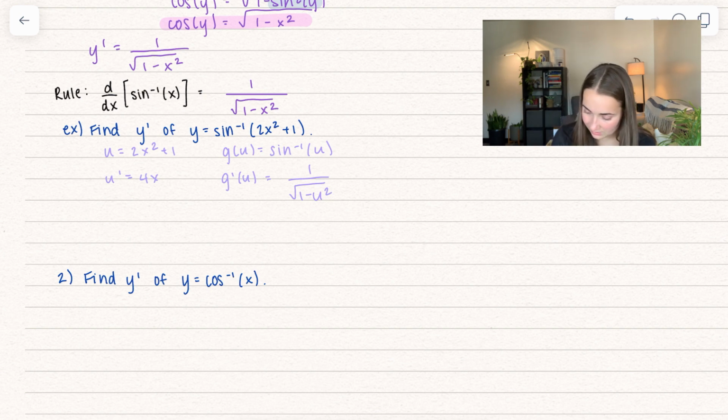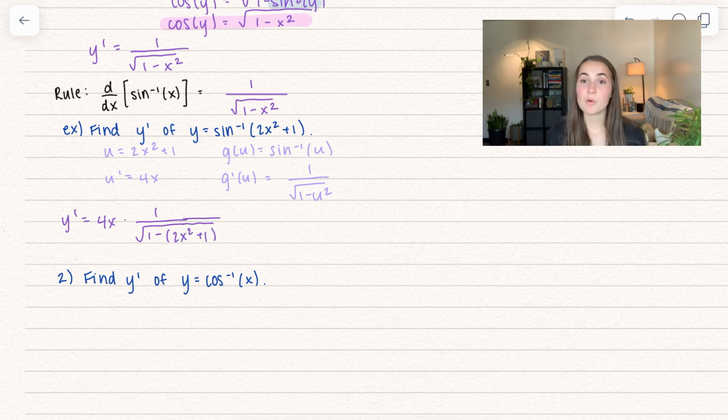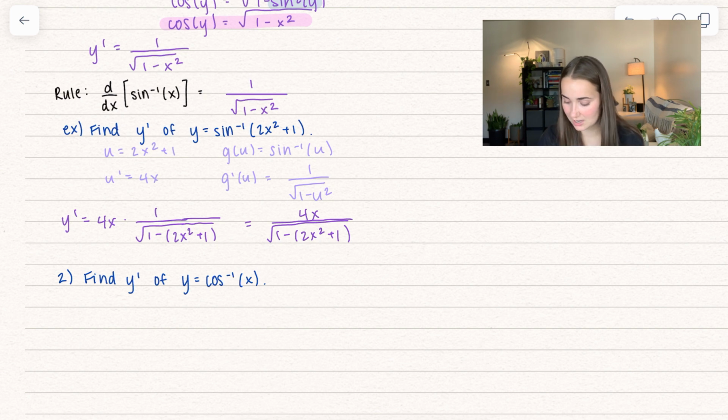So I'm going to go ahead and use these to find the derivative. y prime is equal to u prime, so 4x, times g prime, that is 1 over the square root of 1 minus u squared, but I want to go ahead and replace what u is equal to. So I get 2x squared plus 1. If I want to simplify this a little bit, make it look kind of nice, I get 4x in the numerator, and then I have that exact same denominator. And that is our solution. So this is how we can use that in action.